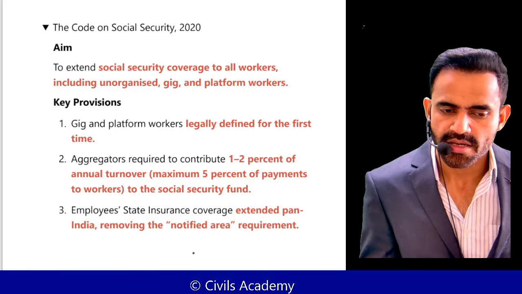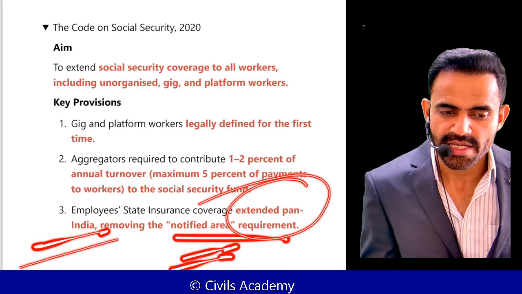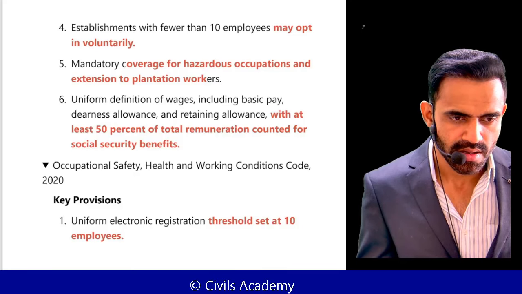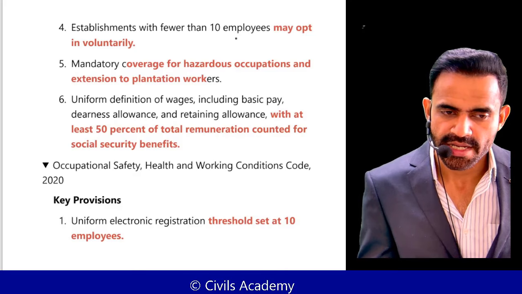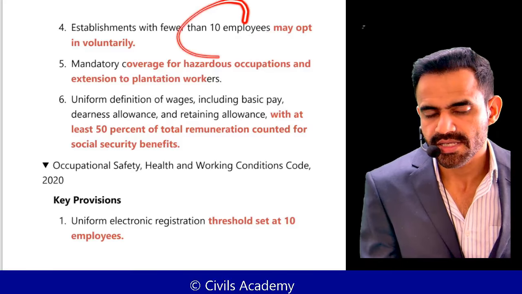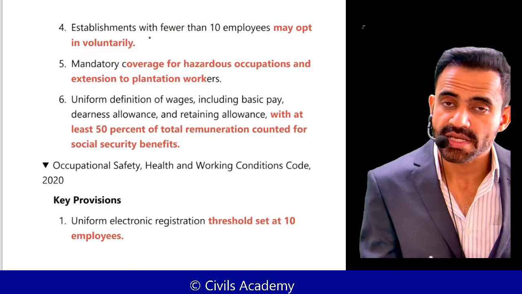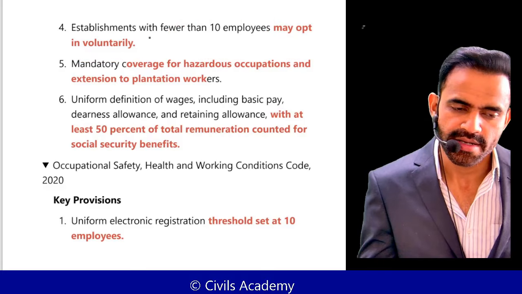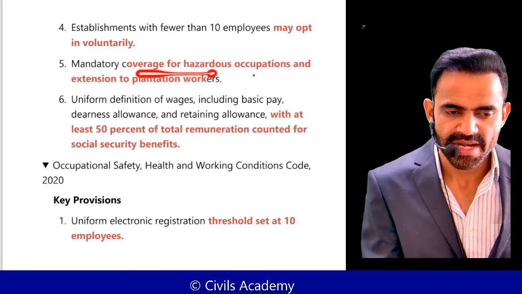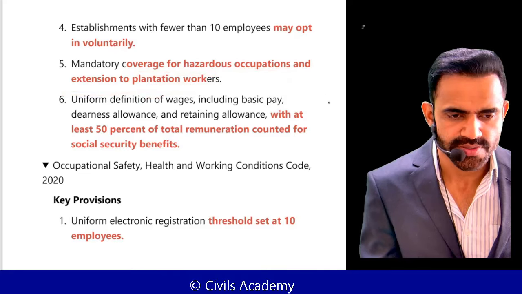ESIC coverage. Previously, ESIC was applicable only in notified areas. Now it has been expanded to the entire country. So those who have more than 10 employees need to register mandatorily under ESIC. Those who have less than 10 may do it voluntarily. That means less than 10, it is voluntary. More than 10, it is mandatory. And there is mandatory coverage for hazardous occupations and extension to the plantation workers. Okay. Rest everything is quite common.